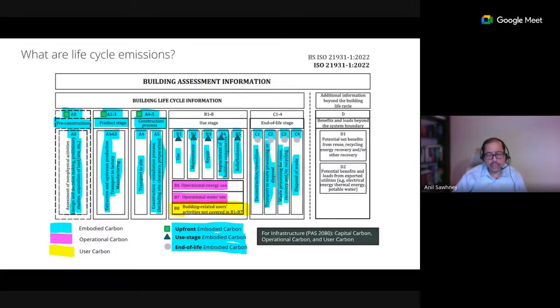These are called information modules. And that's what it means when we have been saying since morning life cycle emissions. The life cycle is broken into 4 modules, A, B, C, D, further broken down into sub-modules and different types of carbon associated with various life cycle stages. Information modules is called embodied, operational, and user carbon. Within embodied, you have upfront, use stage, and end of life.